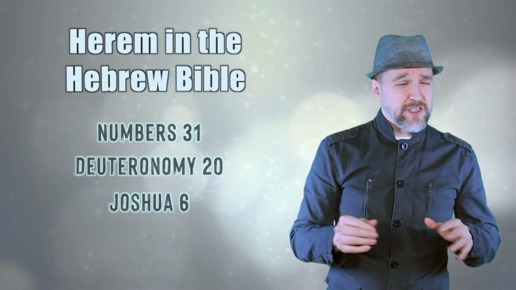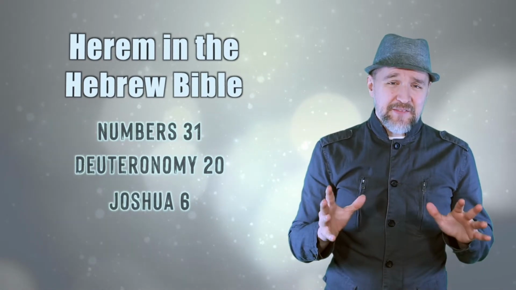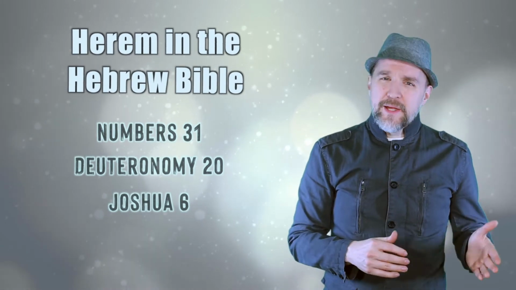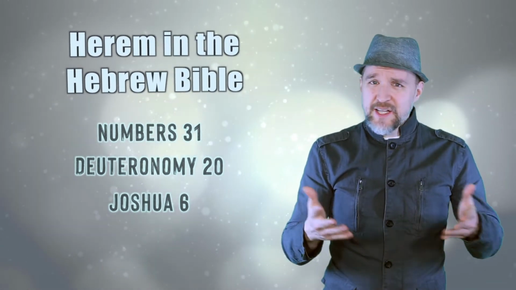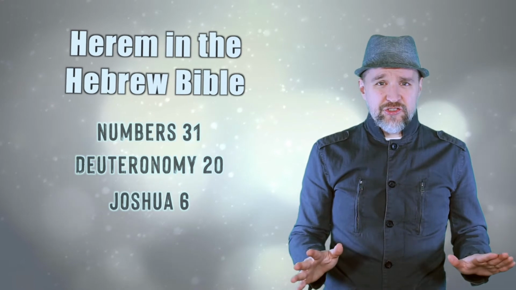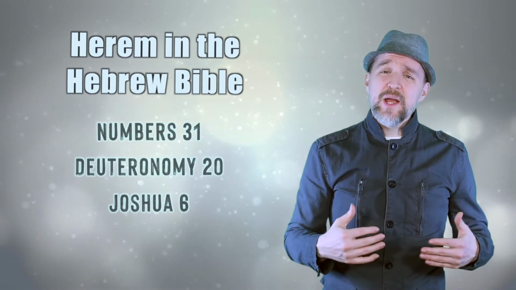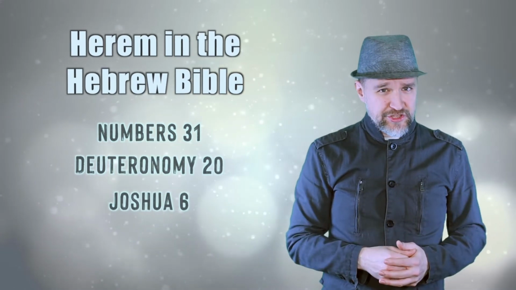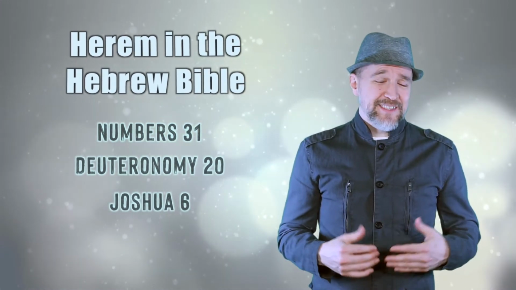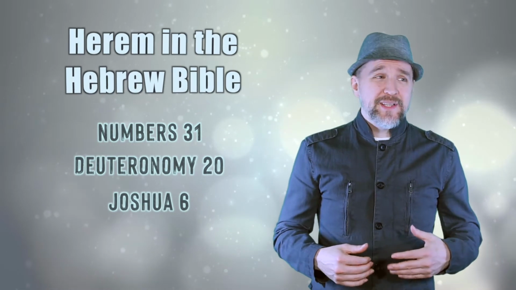Now here we have a clearer depiction of the notion of cherem. Everything in the city is devoted to destruction. Men, women, children, animals, everything is destroyed. It's offered up to God for the sake of Israel's own purity, and as a way of acknowledging God's absolute lordship. However, in the book of Joshua, God's complicity in this command is only implicit.